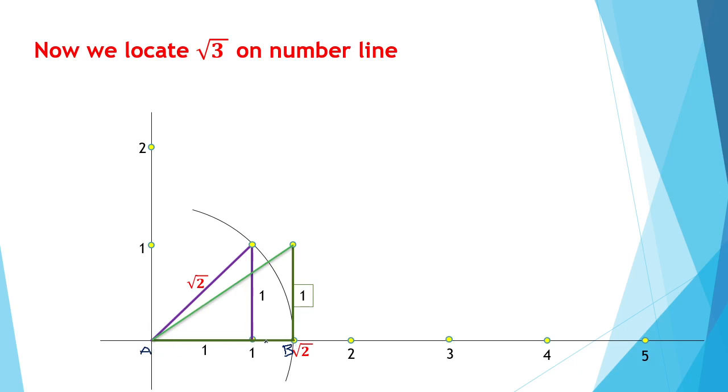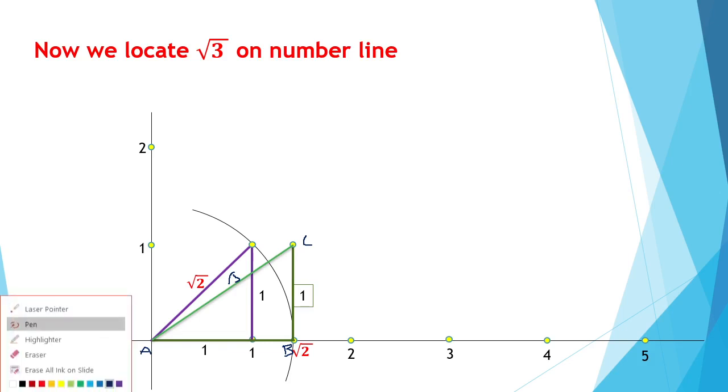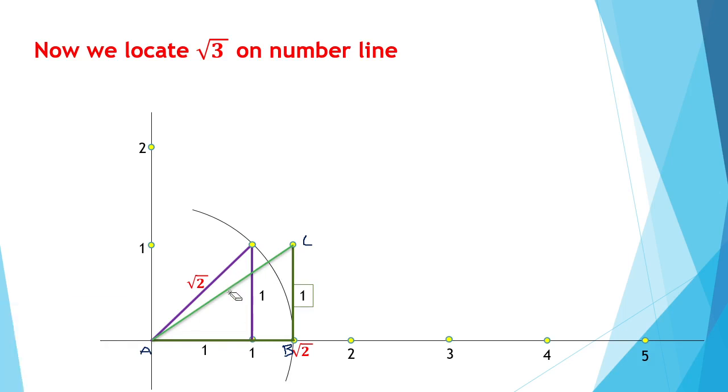From A, B is root 2. B, C is 1, this is C. Then this is root 3. It looks somewhat different, okay, I'm erasing this one. Right. This is root 3. Okay.